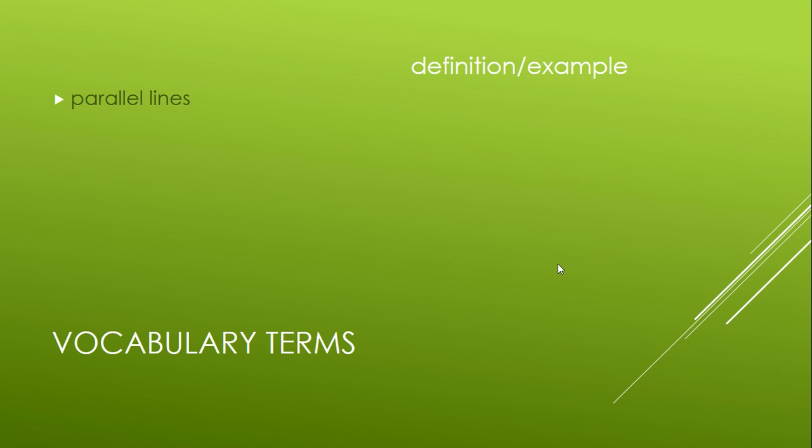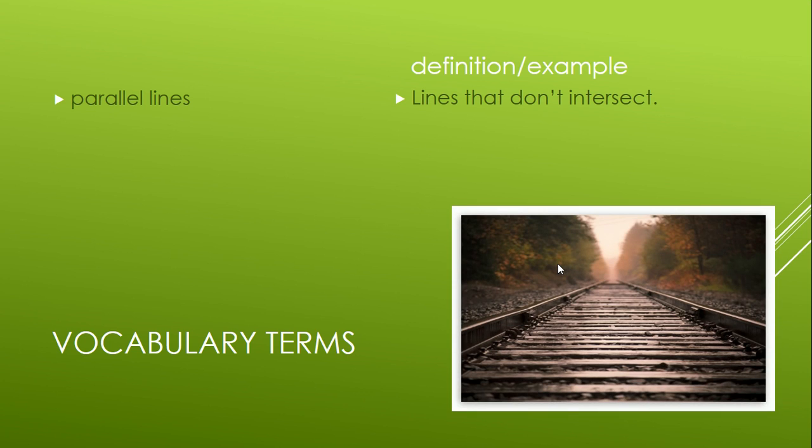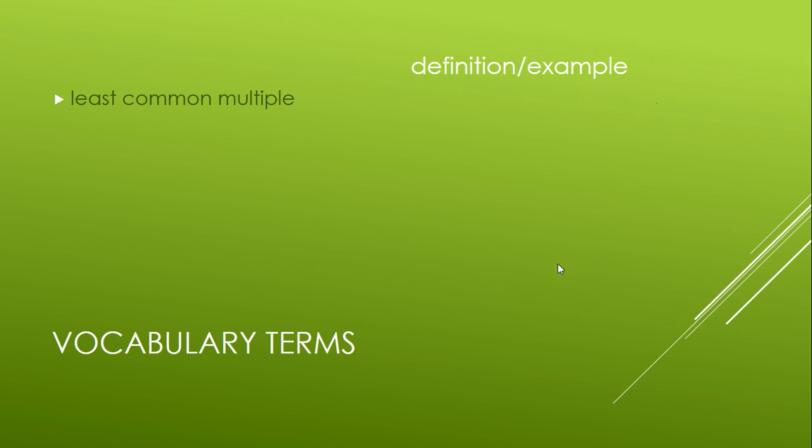Parallel lines. Lines that do not intersect are parallel lines. So we know that railroad tracks never intersect. If they do, that's a problem.